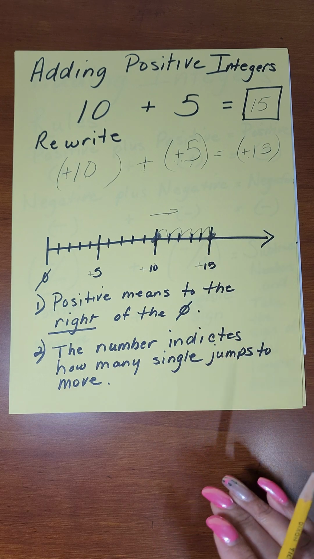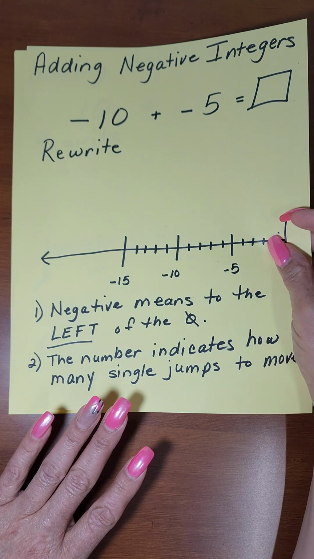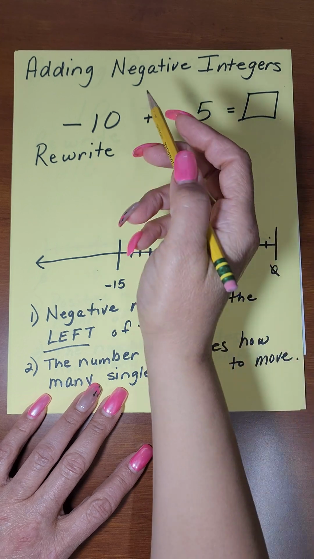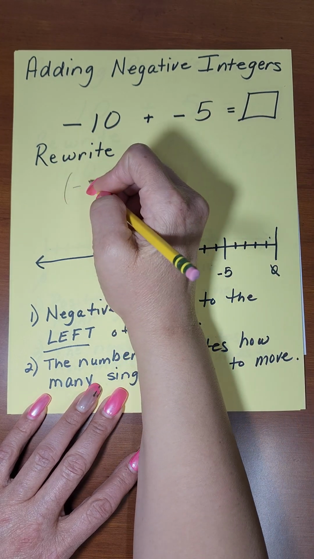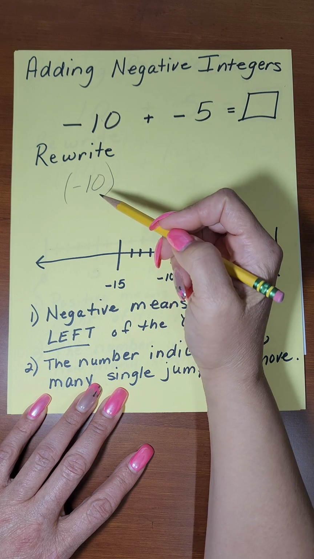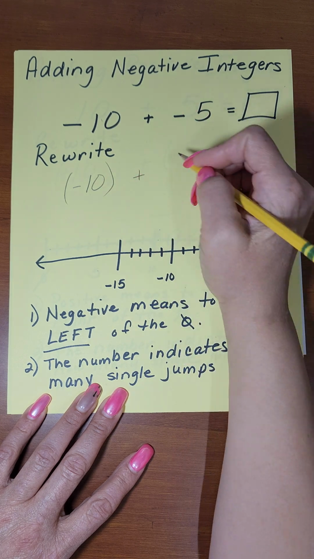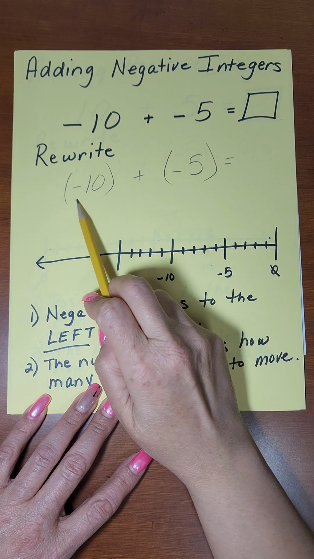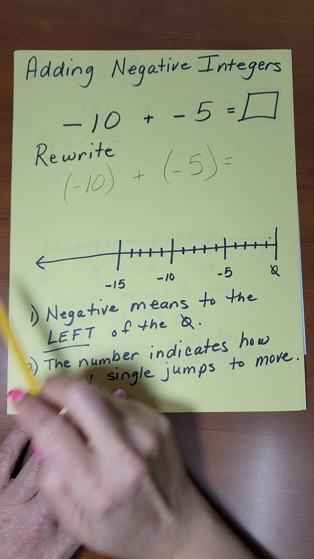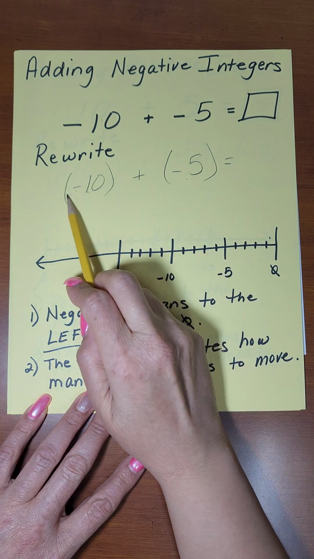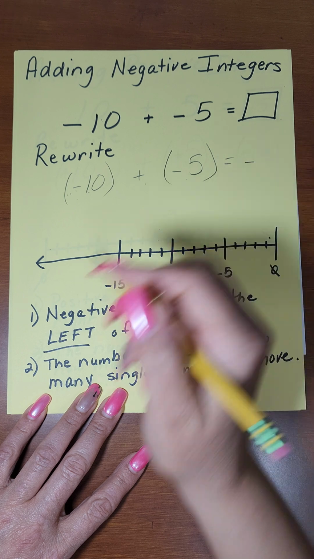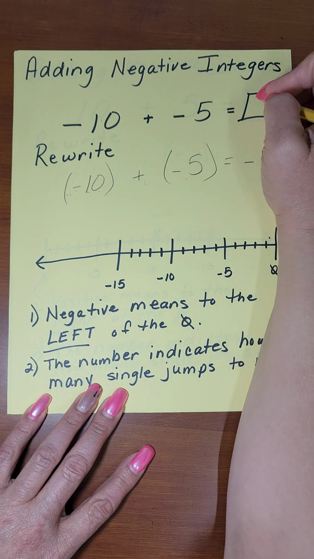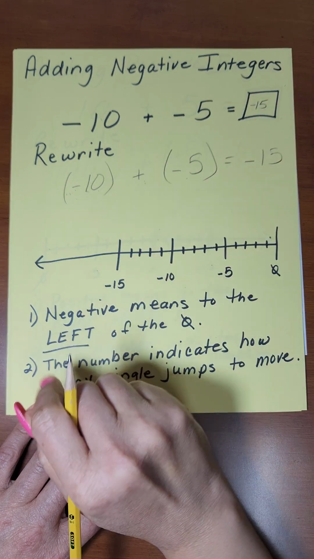Okay, so the opposite works for negative numbers. So I rewrite, because I know this is a negative, I want to make sure it's a negative. I have my plus sign, then I have a negative 5. Okay, so we know that we're going to add these two. The rule: a negative plus a negative is a negative. So we already know it's going to be negative. And we know that 10 plus 5 is 15. So we can write that in there relatively quickly.